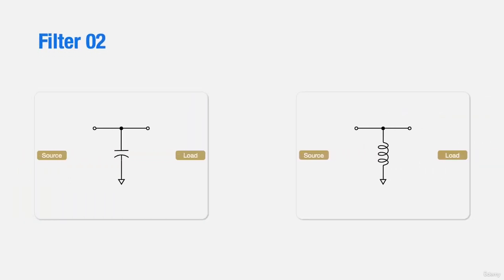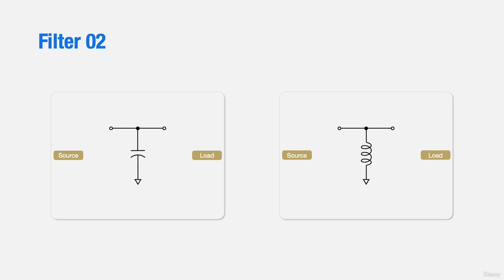Let's see the scenario where the capacitor or inductor is shunt to ground on the signal path. For the capacitor, the lower frequency signal will not want to take the path of the capacitor to ground, so the lower frequency signal will be more likely to run to the output load. On the contrary, the higher frequency signal will want to take the path of the capacitor to ground. So this is a low-pass filter.